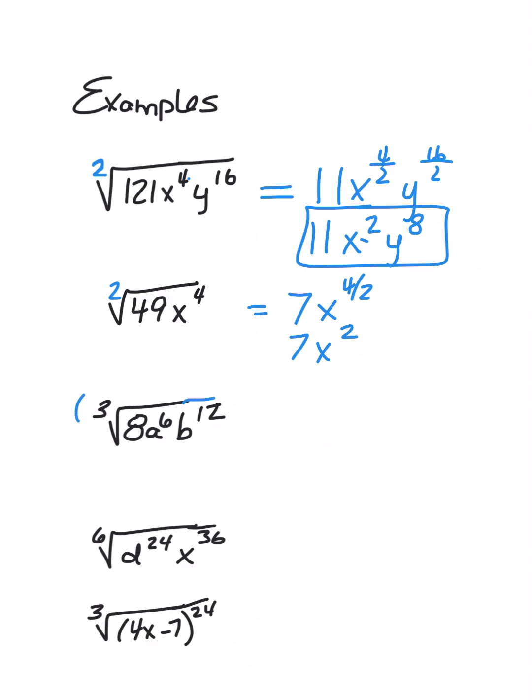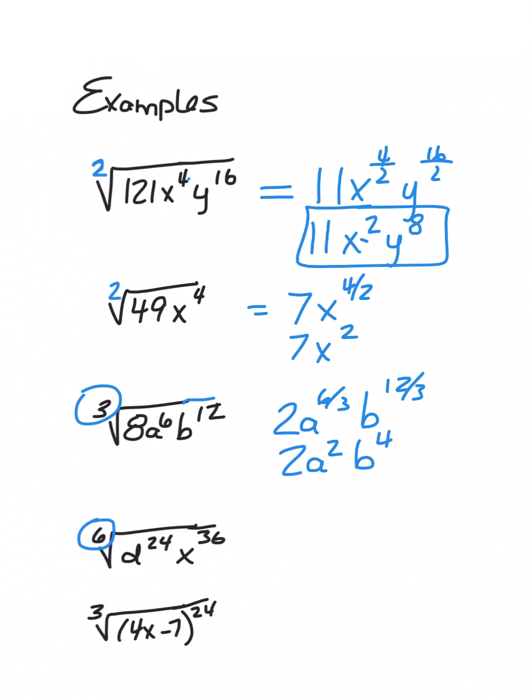This next one, we're doing a cube root. The cube root of 8. Start thinking, start with 2. 2 cubed is 8, so it's 2. And then we've got a to the 6 over 3, b to the 12 over 3. So it'd be 2a squared, b to the 4th.